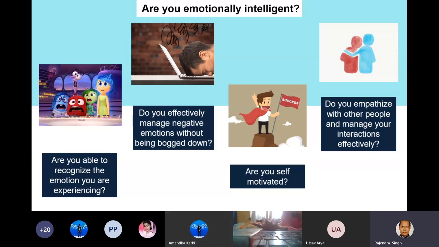Excuse me, sir. I'm just having a vague concept about how emotional intelligence is connected to effective communication. Can you give a brief about that? Let's look at the last question here. If you are able to interact effectively with other people, if you're able to recognize what other people may be feeling, that has to do with empathizing. Empathy means being able to feel what other people are feeling. If you're able to do that, it will help you connect with other people, and in turn it will make your communication easier.